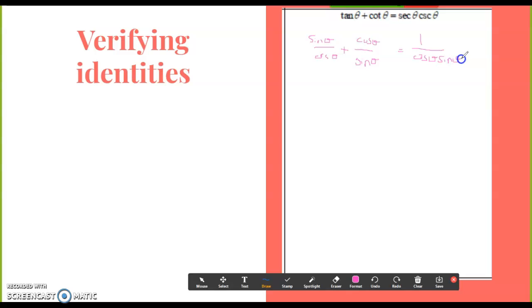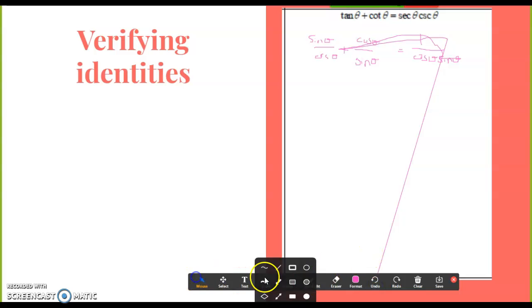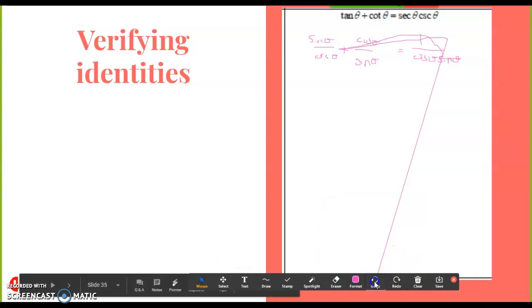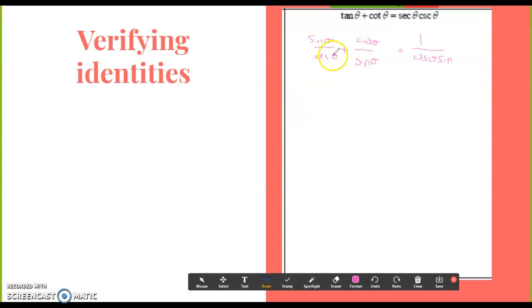Okay, so now I'm looking at this and I'm thinking, let me undo this here because something's going on. There we go. I'm thinking common denominator to the left. Let's go ahead and make a common denominator, make this one big fraction. And of course, the common denominator over here to the left would be the cosine of theta times the sine of theta.